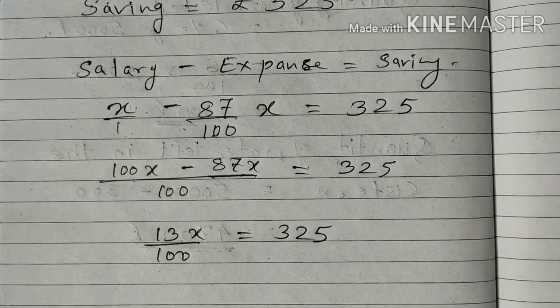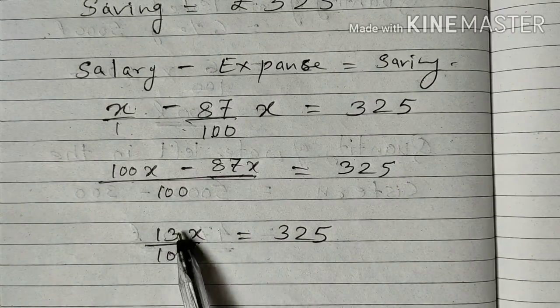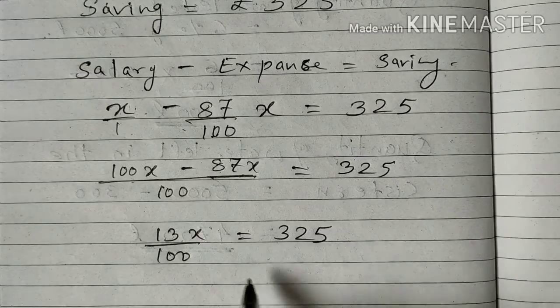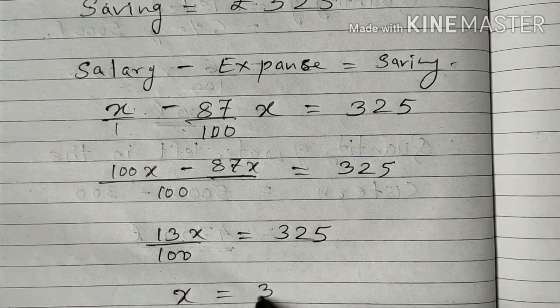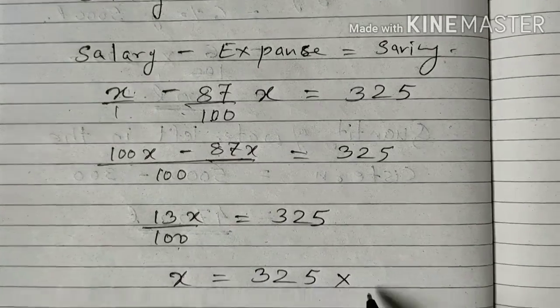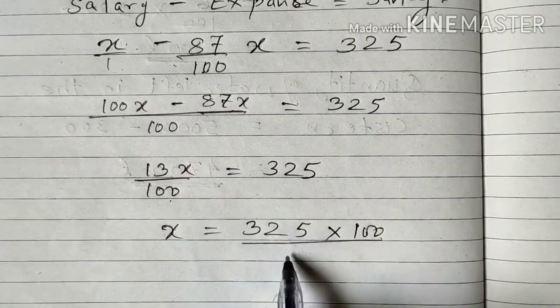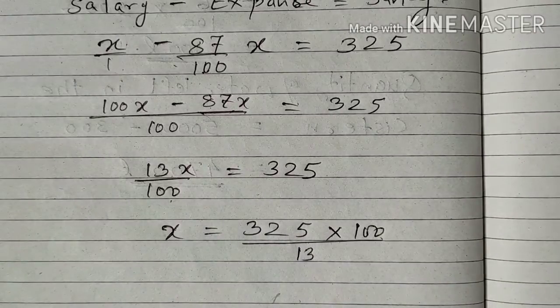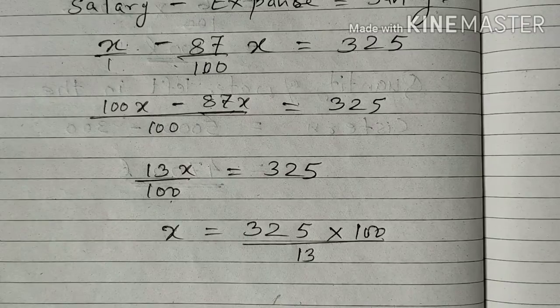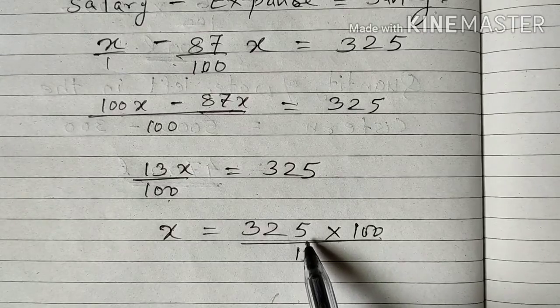Okay, 100x minus 87x is 13x upon 100. So 13 upon 100 going that side will become a reciprocal. So for 325, 100 is in the division, going that side goes for multiplication, and 13 is in the multiplication, shifting this side goes for division. Got it? So let us divide these two. We can divide it by 13.